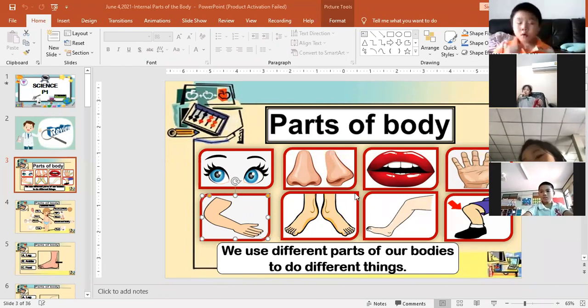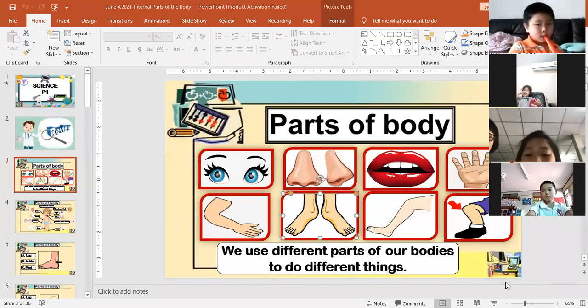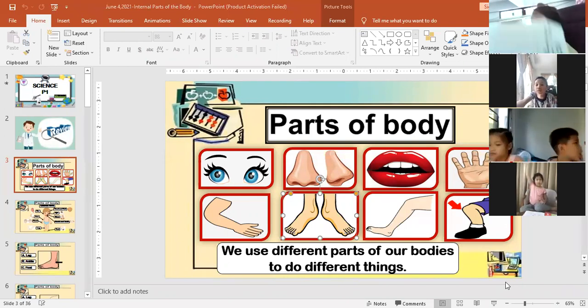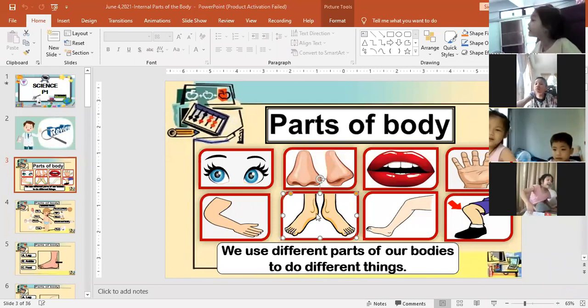Who wants to help Nada? Raise your hand if you know the answer. Okay, I will ask Kawitat. Kawitat. Arm. Okay, very good. This one is arm. Beside the arm is, it starts with letter F. I will call Arisara. Arisara. This one is foot. Okay, very good. Foot or feet.